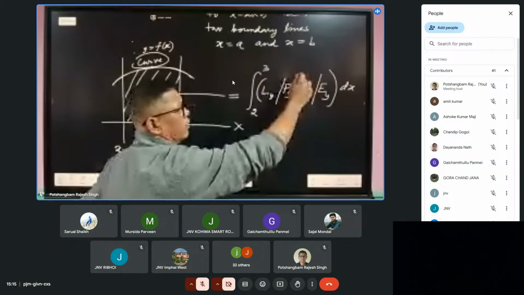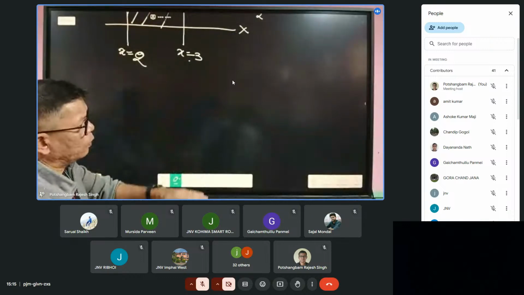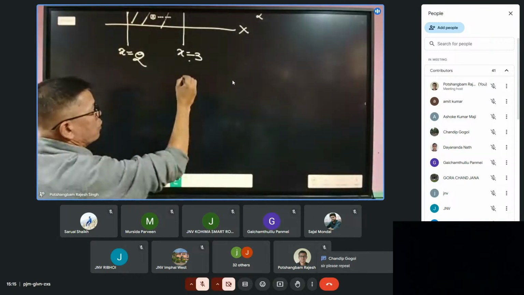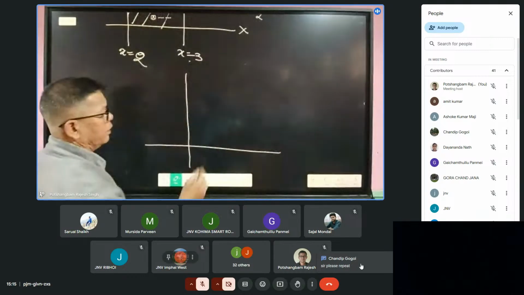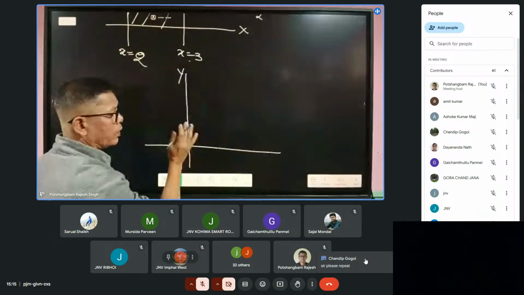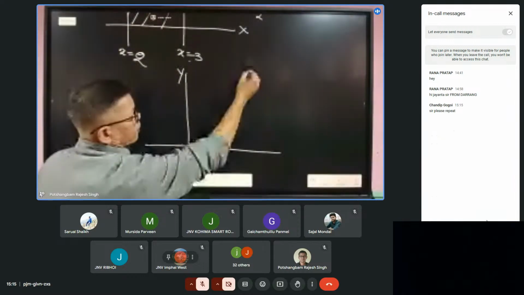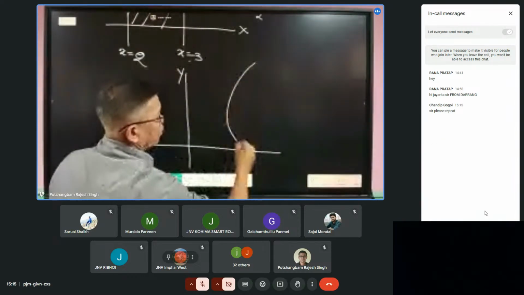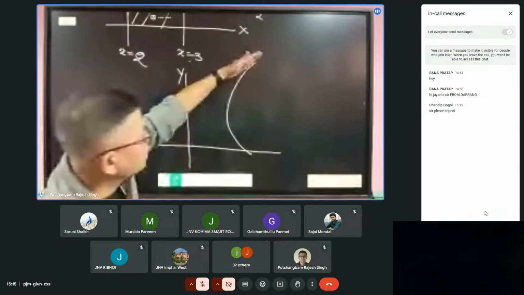Another one is there. Suppose you wish to find the area with respect to the y-axis. Suppose here is the y-axis, and you wish to find the area with respect to the y-axis. Then what shall we do? First, you take the equation of your curve. Suppose this is your curve.